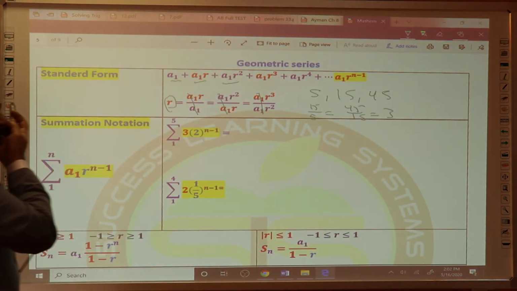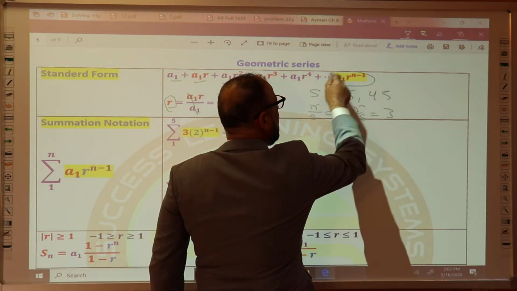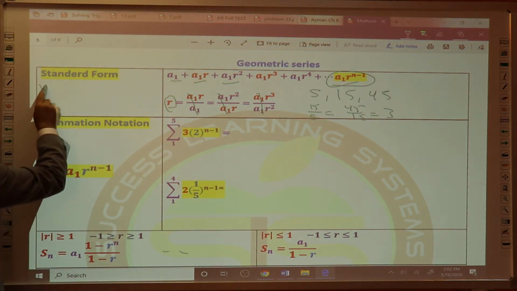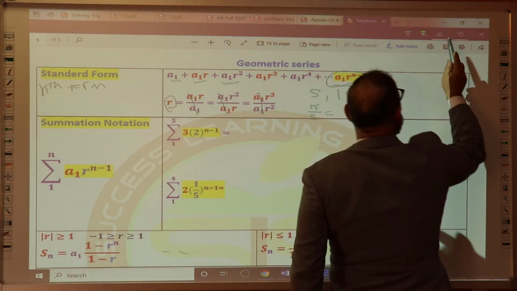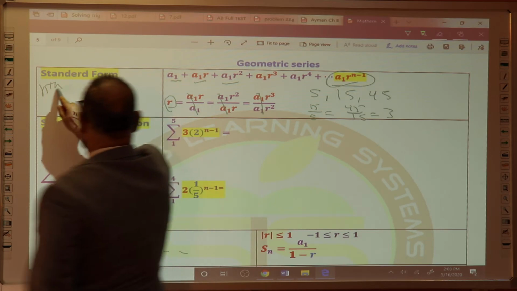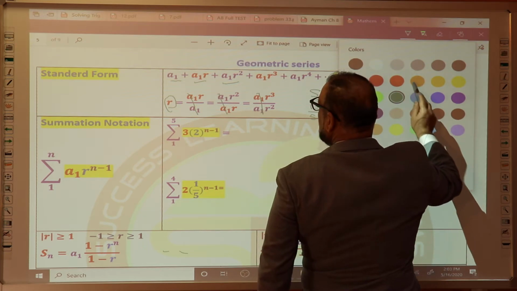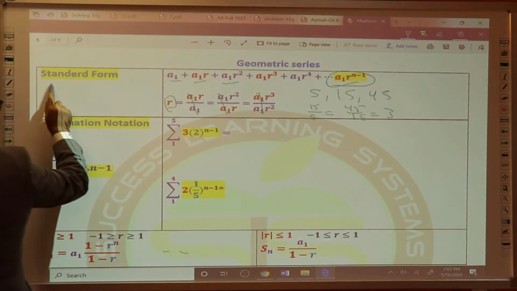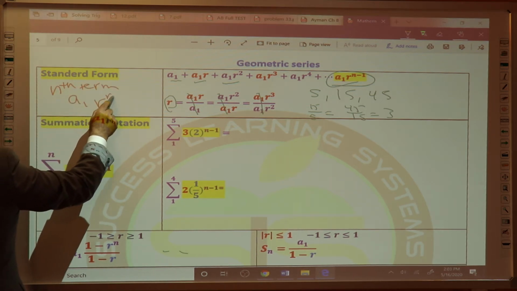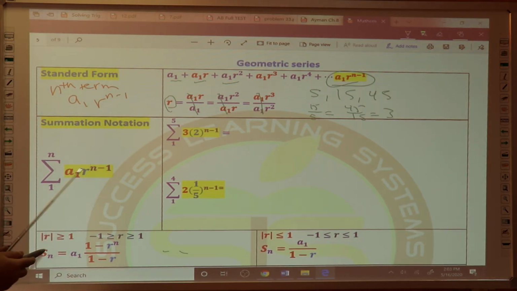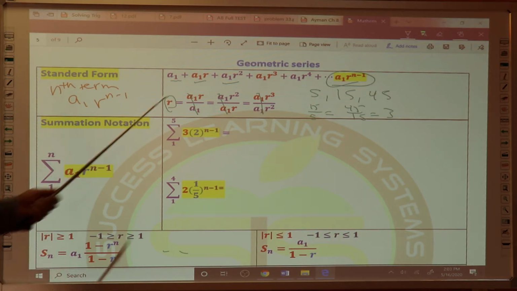Good. Now, we call this guy the nth term. I don't like the green, I feel it's too light. Okay, we call the nth term A1 R to the n minus 1. Now I have here another form for the geometric sequence using the nth term.